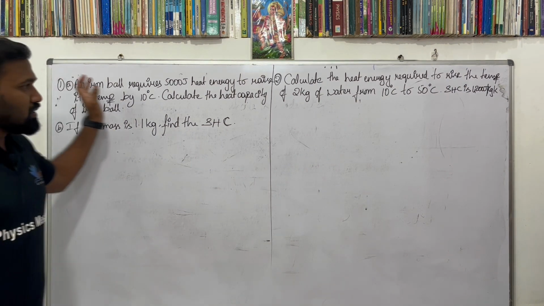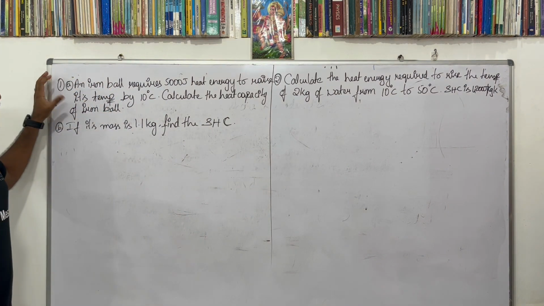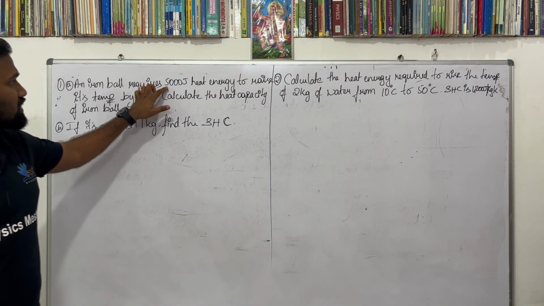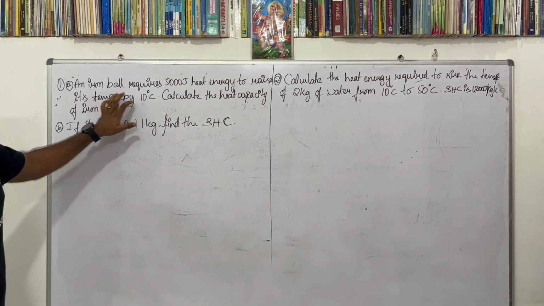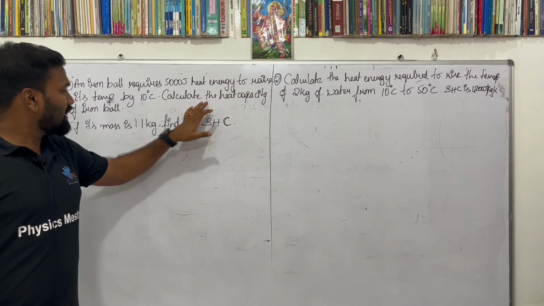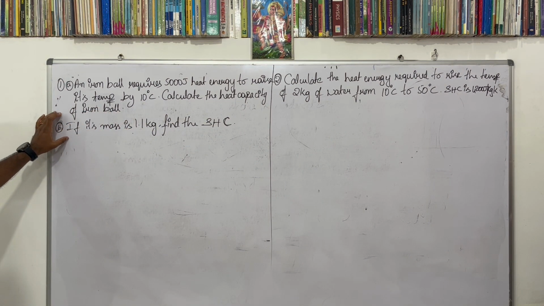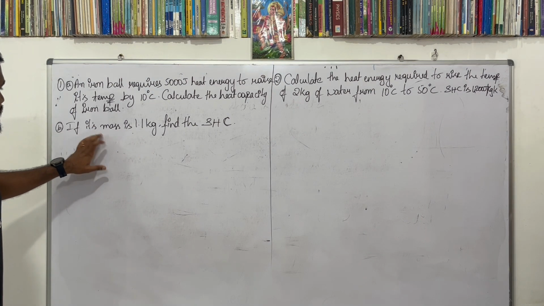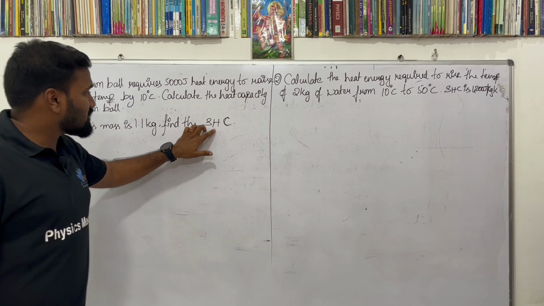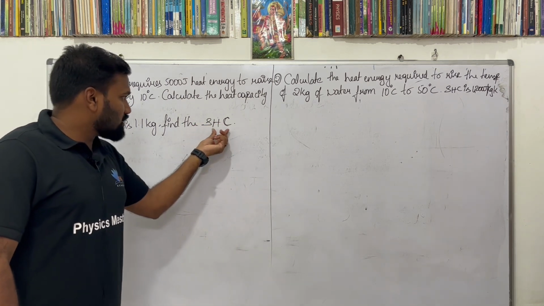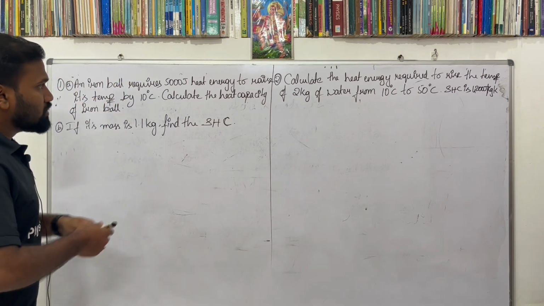We will solve 2 questions, and the first question is like this: an iron ball requires 5000 joules of heat energy to raise its temperature by 10 degrees Celsius. Calculate the heat capacity of the iron ball. This is the first question. The second question is, if its mass is 1.1 kg, find its specific heat capacity. I have written the shortcut SHC, which means specific heat capacity. Okay, so let us solve this one.